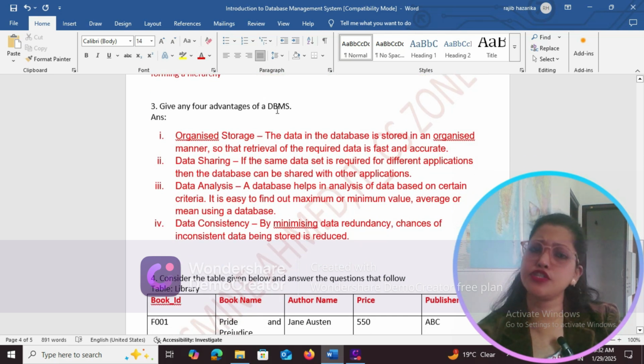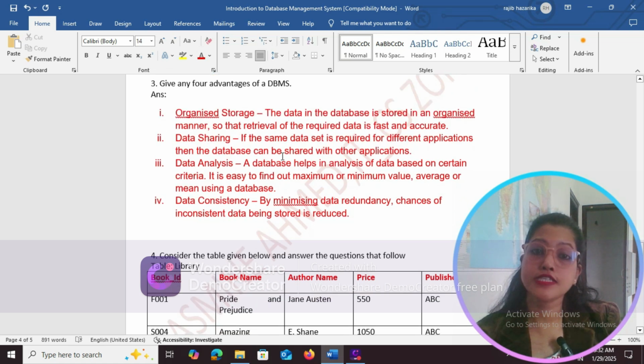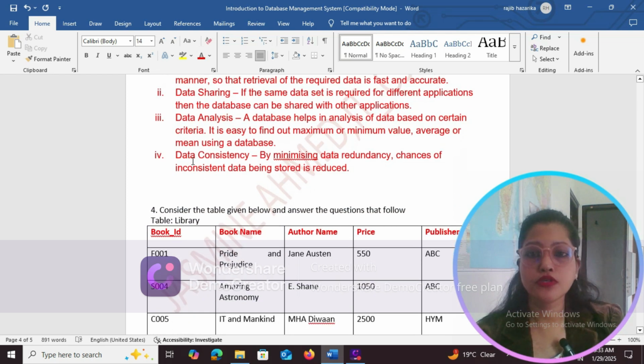Give any four advantages of database management system. Organized storage. The data in the database is stored in an organized manner so that retrieval of the required data is fast and accurate. Then data sharing. If the same data set is required for different applications, then the database can be shared with other applications. Data analysis. A database helps in analysis of data based on certain criteria. It is easy to find out maximum or minimum value, average or mean using a database. So data consistency. By minimizing data redundancy, chances of inconsistent data being stored is reduced.